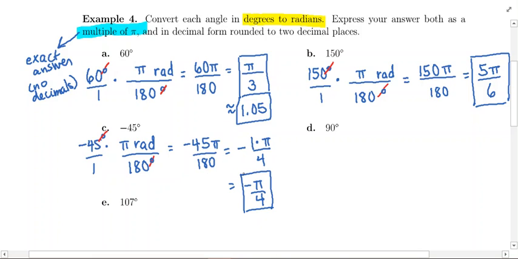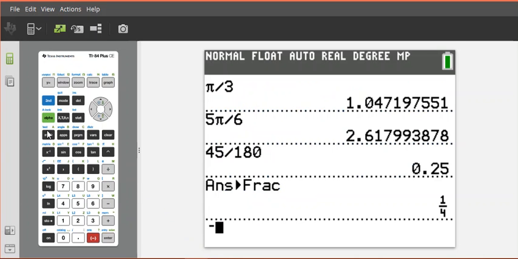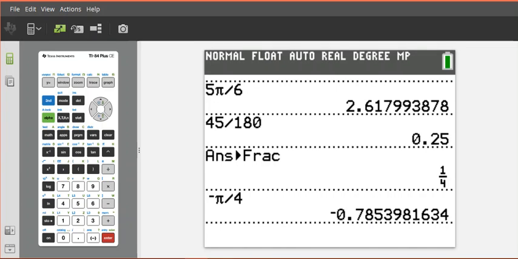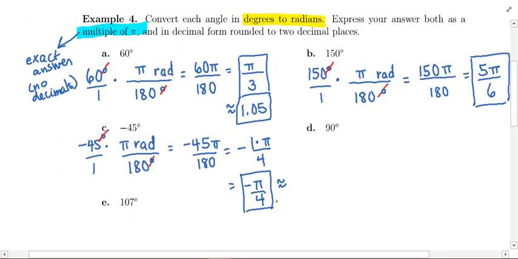Okay, we can get an approximation, so we need to punch this into the calculator. Okay, so we're going to do negative pi over 4. Okay, so the decimal approximation to 2 places, you've got negative 0.785. So following the 7.8 is a 5, so we're going to bump up to negative 0.79. Okay, so this is approximately negative 0.79 radians.